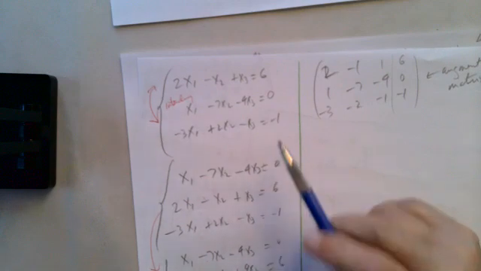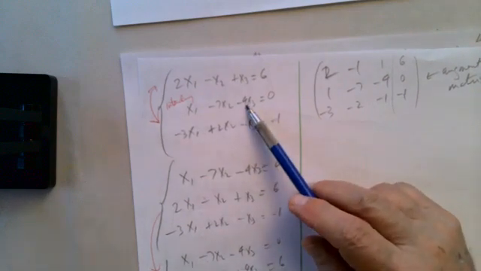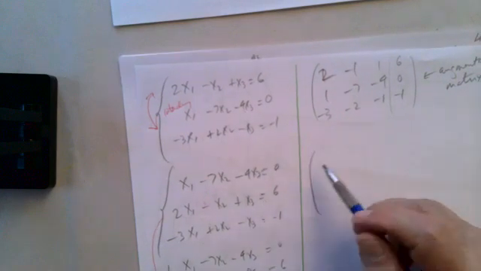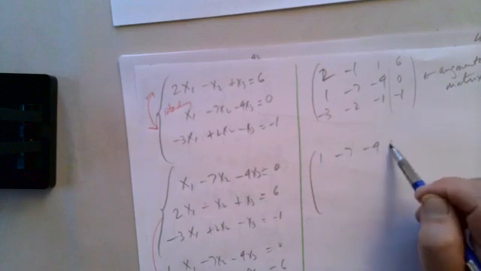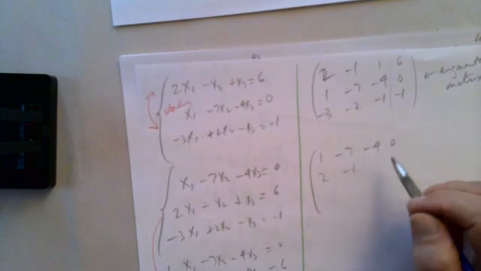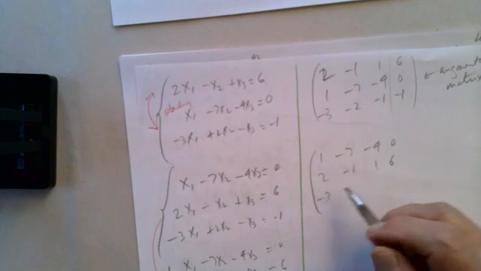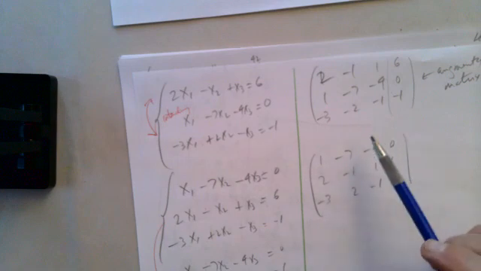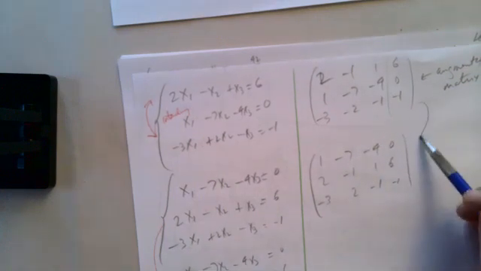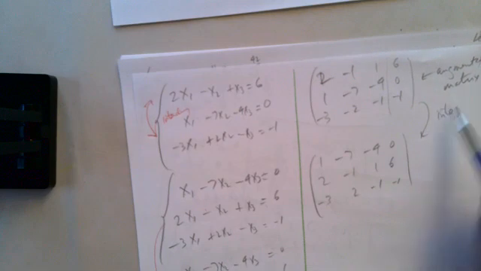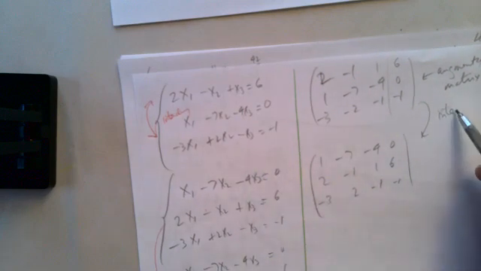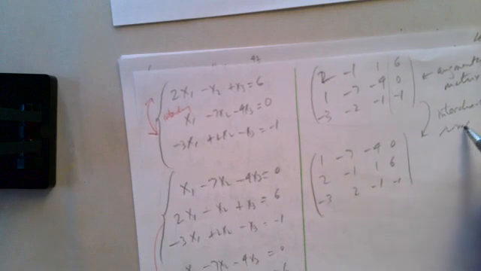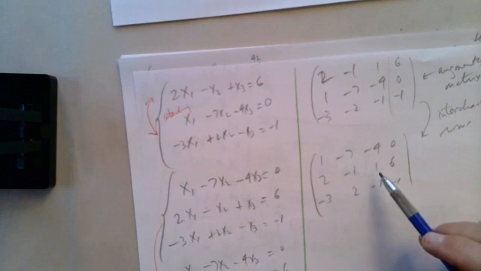Now, when we interchange two equations, what does that do for the matrix? Well, let me write down the matrix for this. It's 1, -7, -4, 0; 2, -1, 1, 6; -3, 2, -1, -1. And if you compare these matrices, interchanging equations here corresponds to interchanging rows here. We interchange rows 1 and 2.